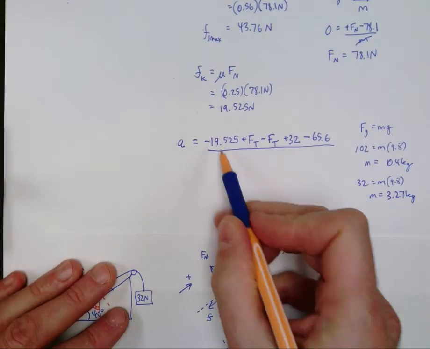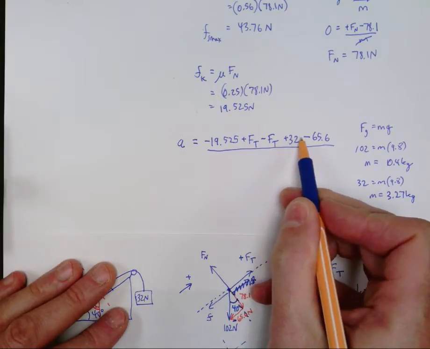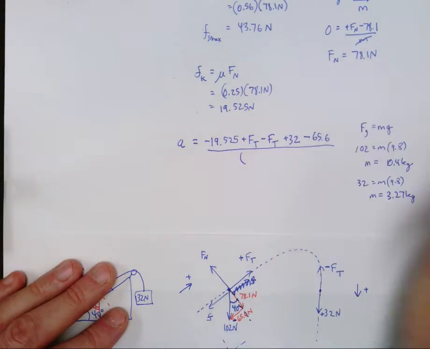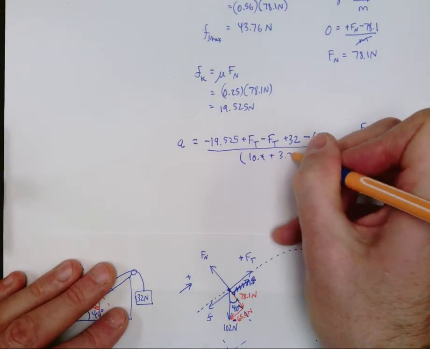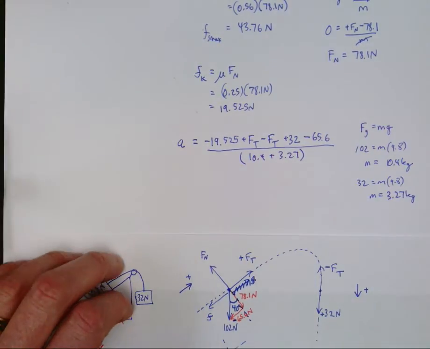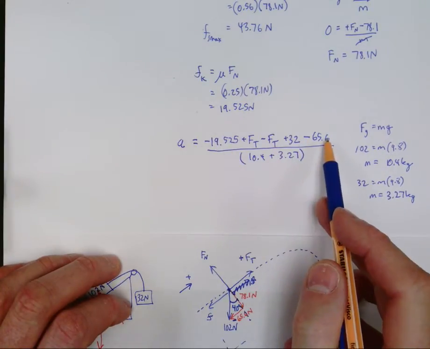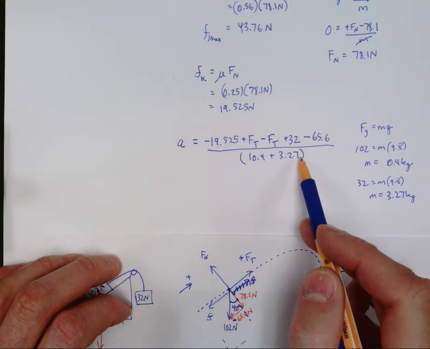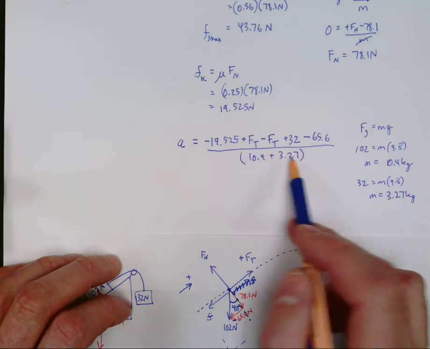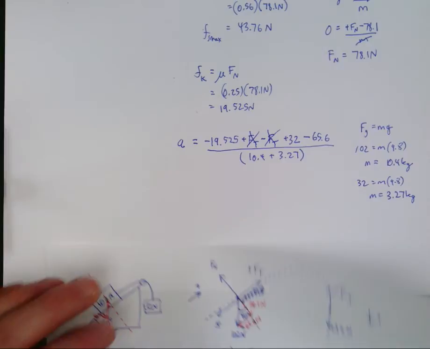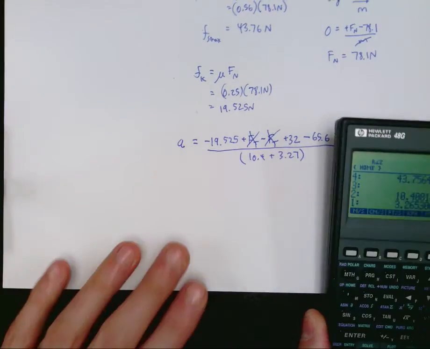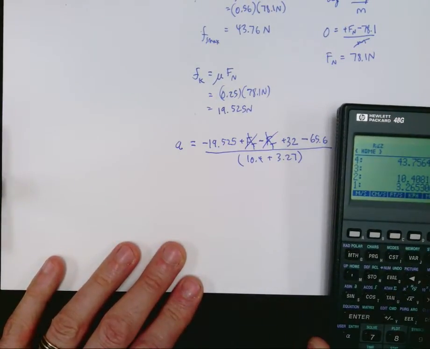All right, so since we're adding up all of the forces on both objects, we need to add up both of their masses, 10.4 and 3.27. Always important that if you're doing all the forces on both objects, you have to do both masses. If you're doing the force on just one object, you just do the one mass. As before, our tensions cancel out, and now we can get an answer here. And let's see what it is. Negative signs are important here.